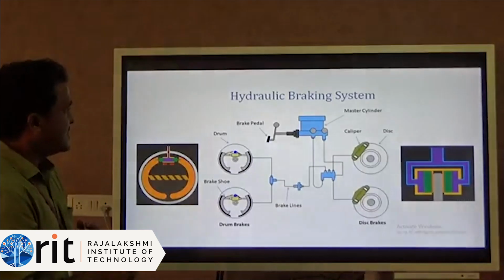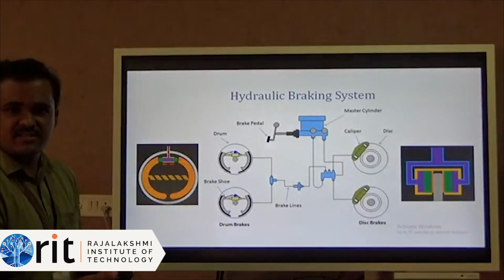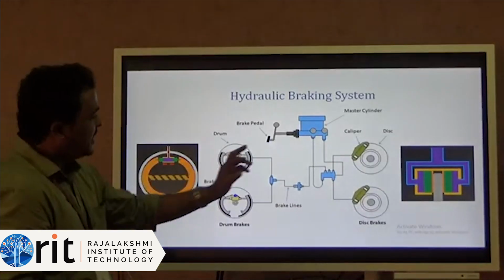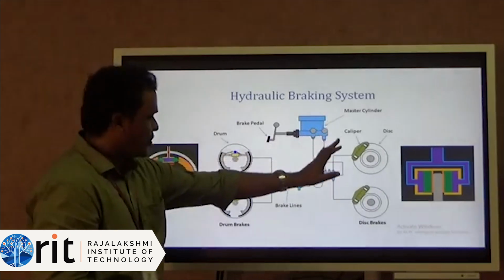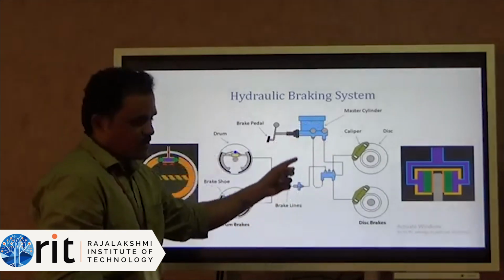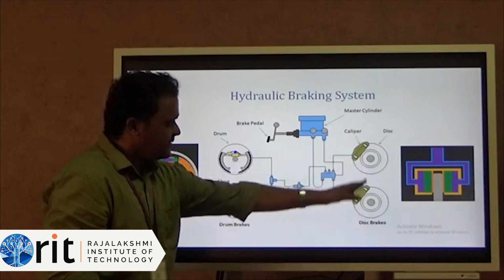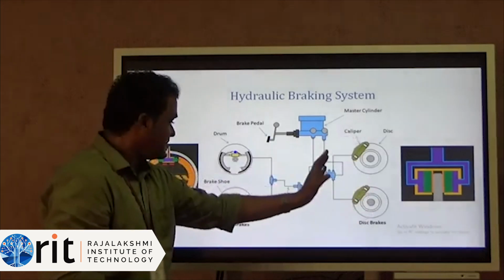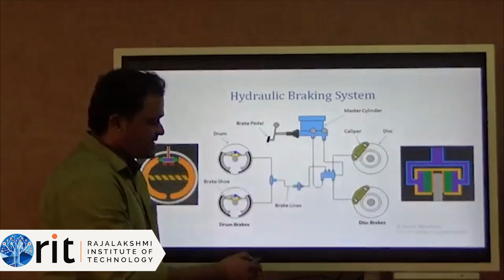The second one is the hydraulic braking system. Hydraulics is nothing but I am using oil here. Here the master cylinder is used for the oil storage. From the oil storage, this is the control unit. First, this is the drum brake. Sorry, this is the disc brake. This is the drum brake. For the disc brake, this is the assembly.